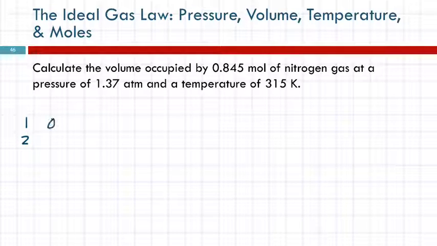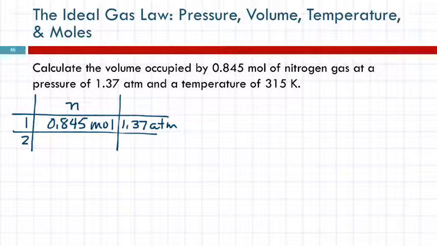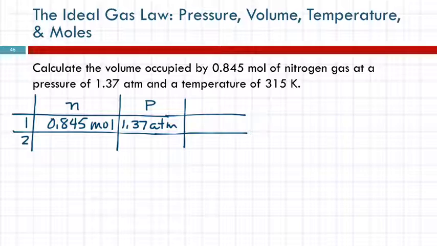So the first number is 0.845 moles. And what letter do we use in the equation to stand for moles? n. Okay, 0.845, and then we have 1.37 atmospheres. That's a pressure. And then there's a temperature, 315 Kelvin. Oh, hey, it's already in Kelvin. We don't have to change it.